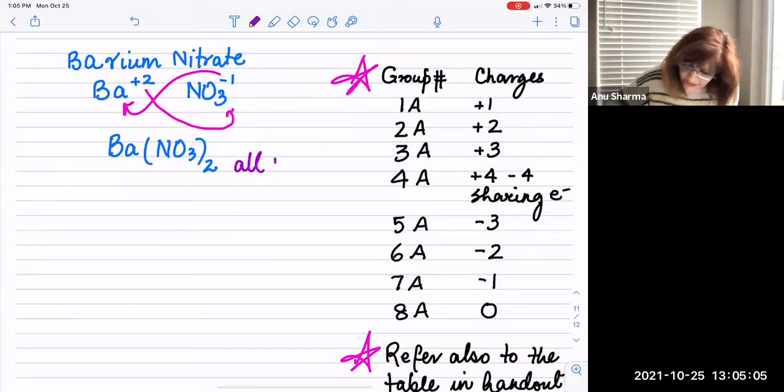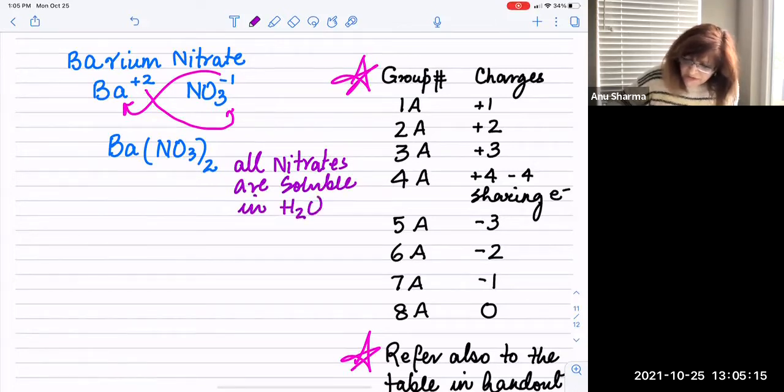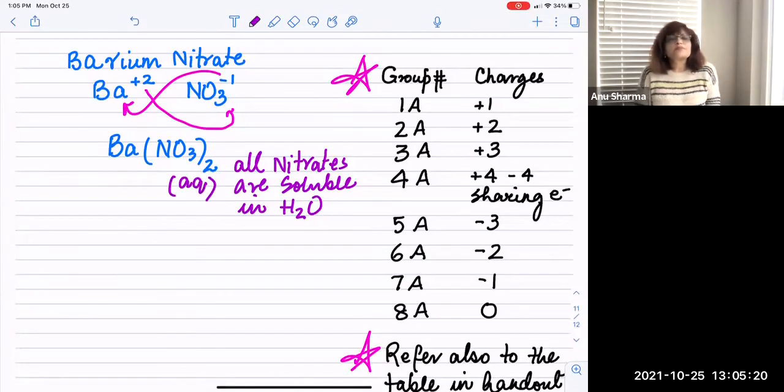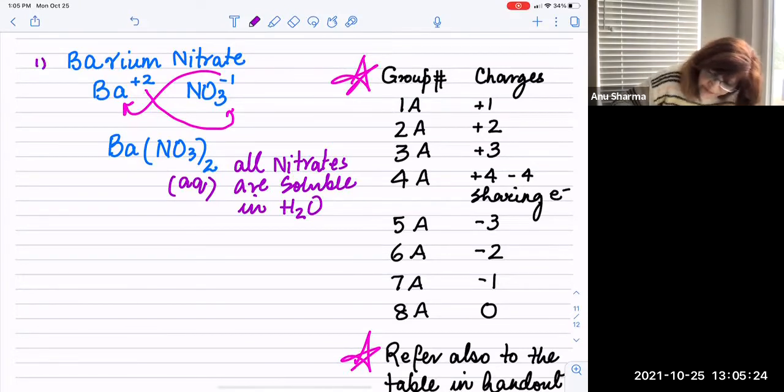And so this is the nitrates. All nitrates are soluble in water. And so when they're soluble in water, this is aqueous.